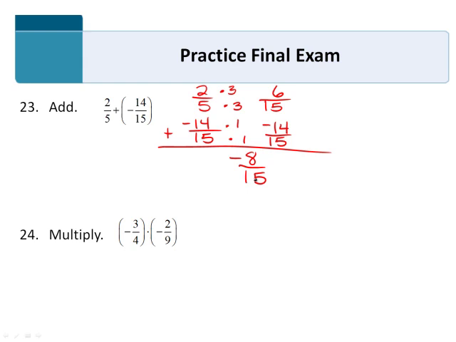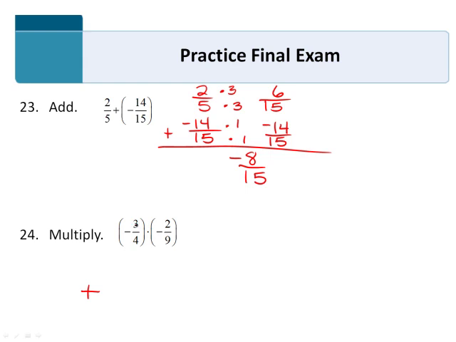All right? 24, we're going to multiply fractions. So, the first thing, everybody's like, oh, you got to cancel. Even before you cancel, figure out your sign, okay? Hey, baby, what's your sign? So what's a negative times a negative? That's right, that's going to be a positive, okay?